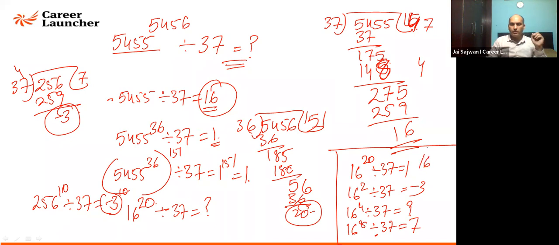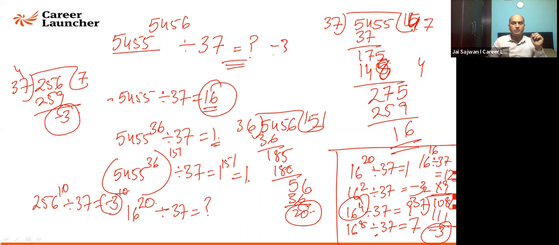Can I say 16 to the power of 16? 7 square is 49. Remainder is 12. I'll take this one as well. 12 nines are 108. When divided by 37, 7 threes are 21, 3 threes are 9 plus 2 is 11. If you don't mind, the remainder is minus 3.